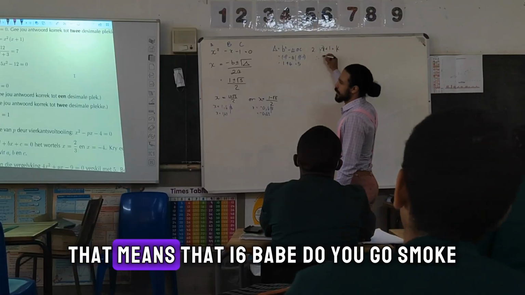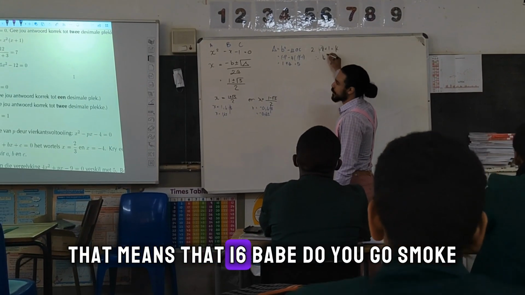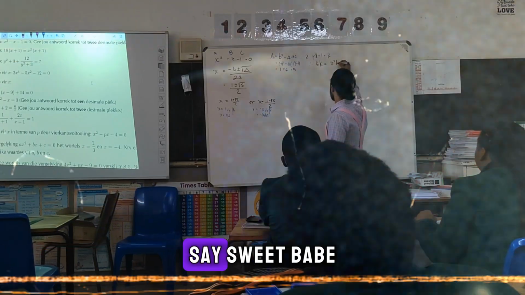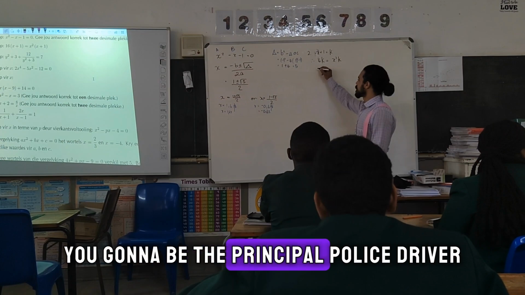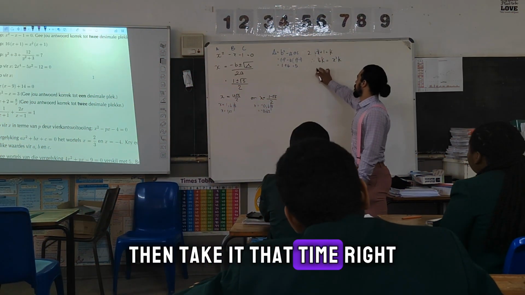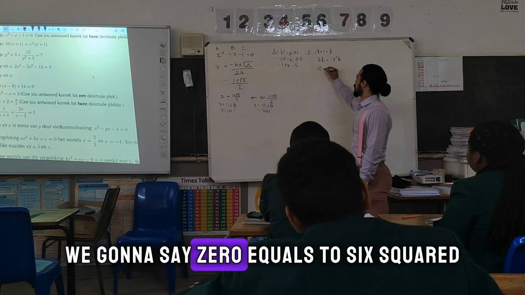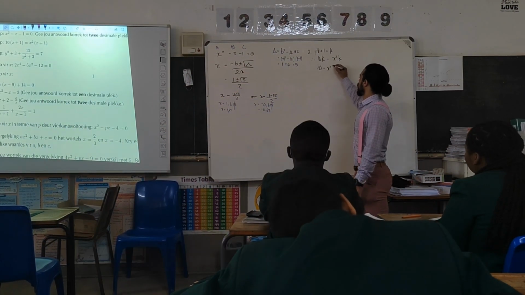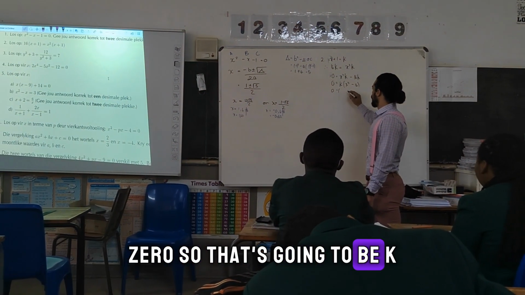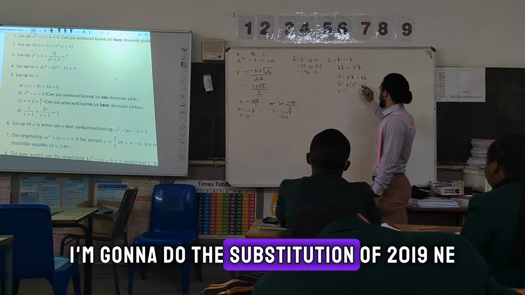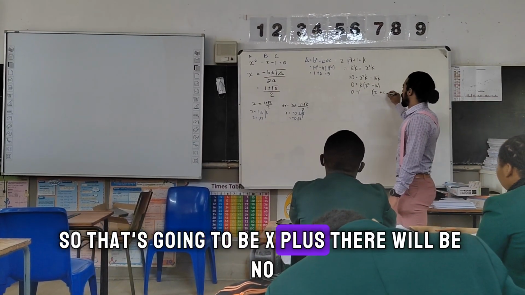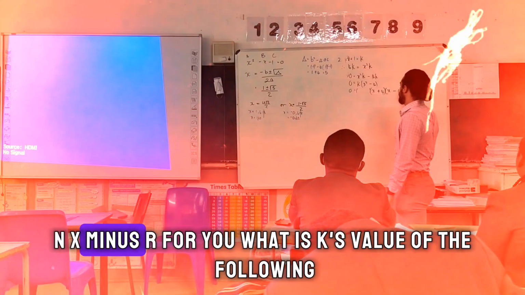So that means that 16k equals x squared k. That will be the difference. Okay, let's try that. So this is 16. You want to take it to that side. Right, so we can say 0 is equal to x squared minus 16. So that's going to be k. I'm going to do the substitution of k back in here. So that's going to be x plus 4, x minus 4.